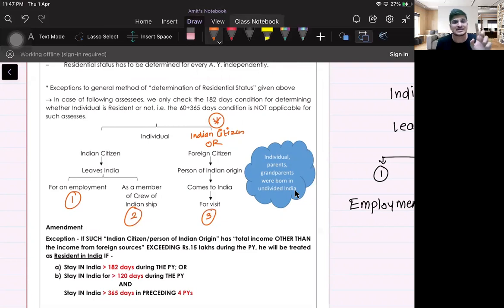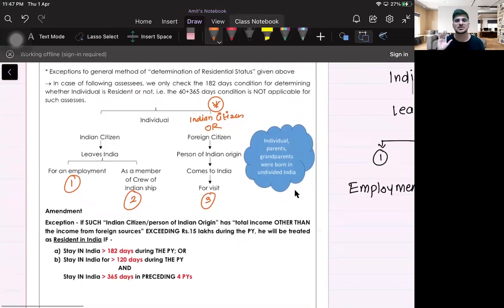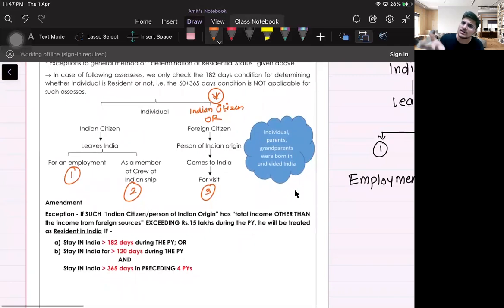But after the amendment, they said, ki ruko, you first check the total income of that person. Whether total income is more than 15 lakhs, yes. Then the second basic condition will be revived with some alteration. The second basic condition kya tha? 60 days in the previous year, 365 days in 4 years preceding the previous year. Which is 60 days here, that will be replaced with 120 days. And if you satisfy this, then you will become resident. But which resident? Directly resident, but not ordinarily resident. I hope you got the entire thing.